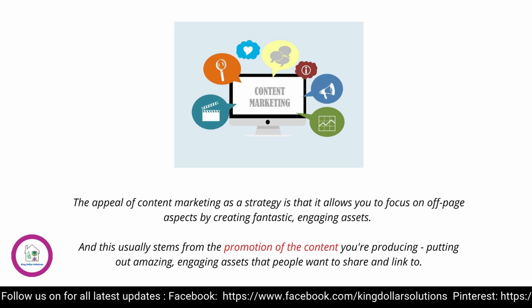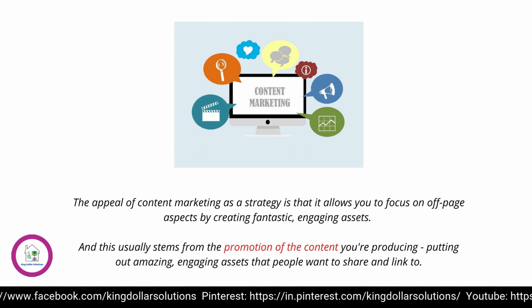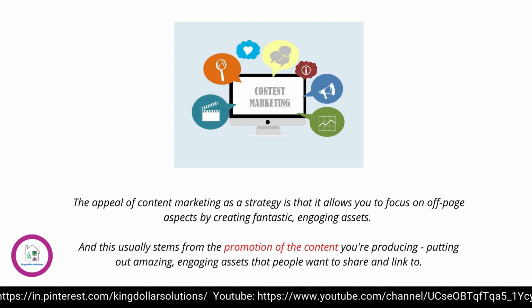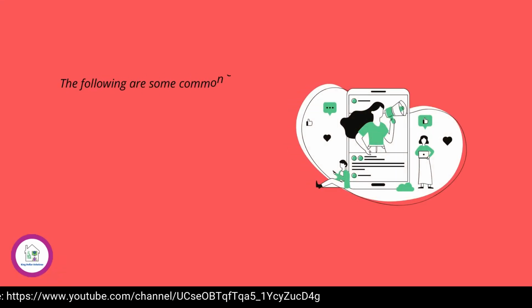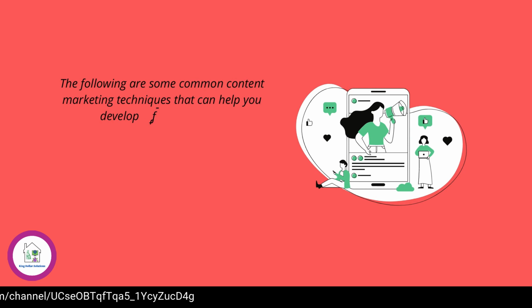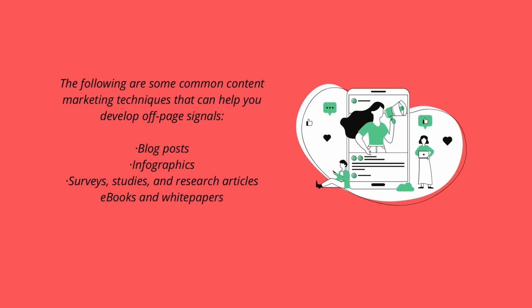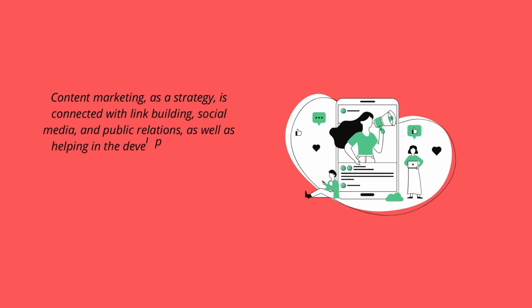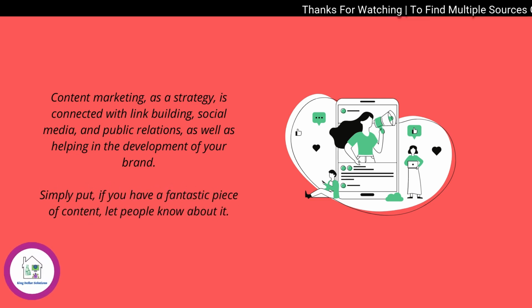The appeal of content marketing as a strategy is that it allows you to focus on off-page aspects by creating fantastic, engaging assets. And this usually stems from the promotion of the content you're producing, putting out amazing, engaging assets that people want to share and link to. The following are some common content marketing techniques that can help you develop off-page signals: blog posts, infographics, surveys, studies, research articles, ebooks, and white papers. Content marketing, as a strategy, is connected with link building, social media, and public relations, as well as helping in the development of your brand. Simply put, if you have a fantastic piece of content, let people know about it.